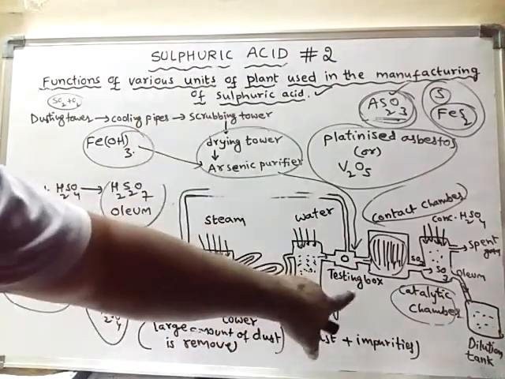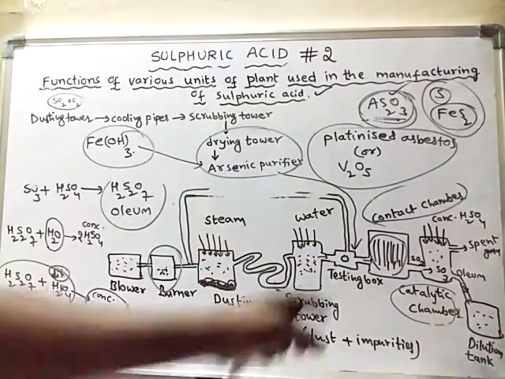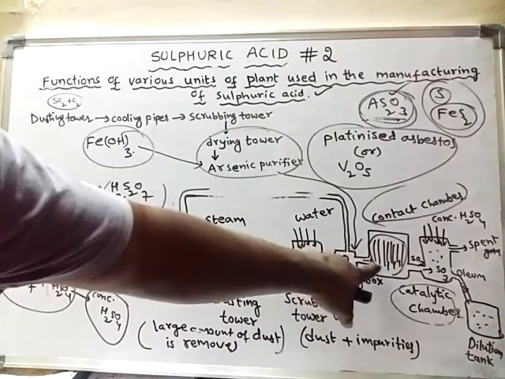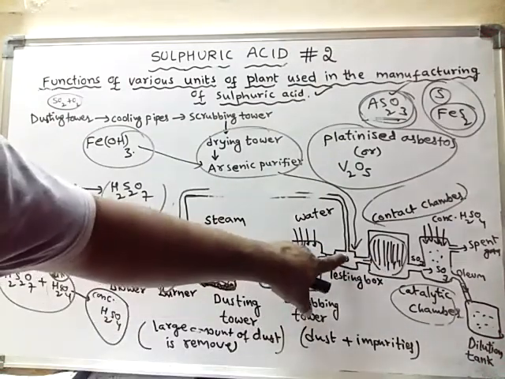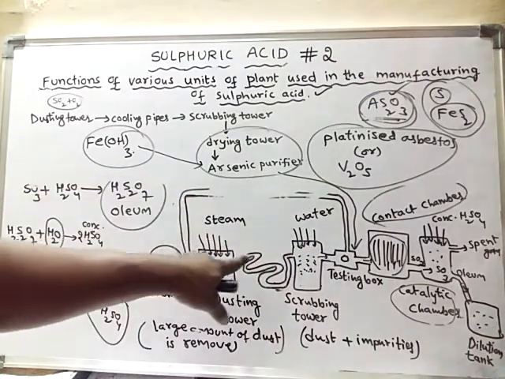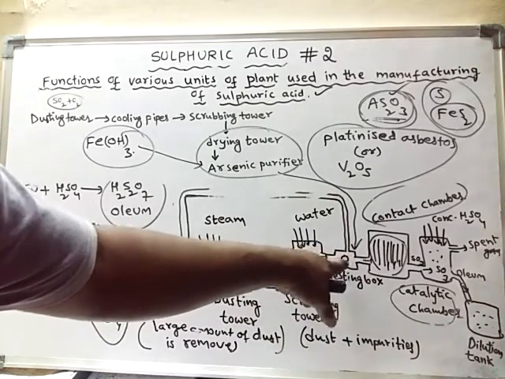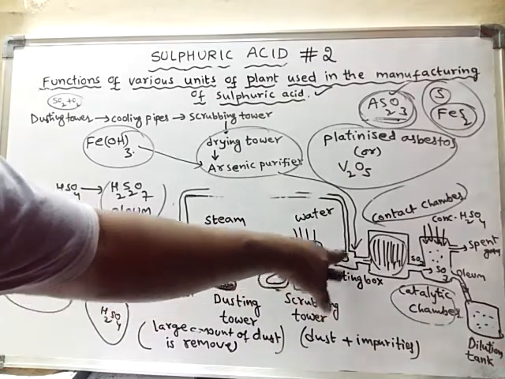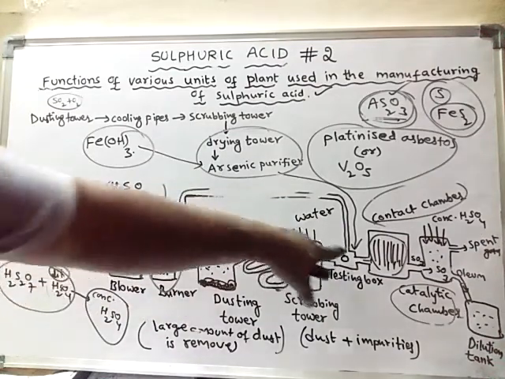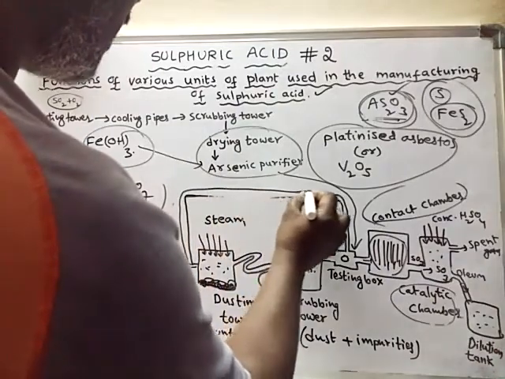Again, in the testing box, it is tested whether there are any more impurities. If there are, the mixture is not passed into the catalytic chamber, and is sent for recycling. Again it will be tested for impurities, and again the mixture will recycle. This is called the recycling pipe.